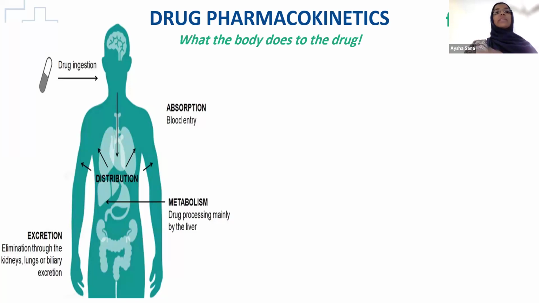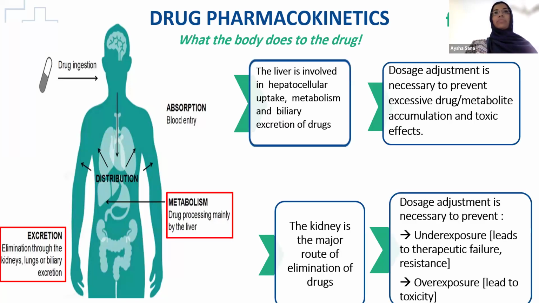So in pharmacokinetics, there is absorption, distribution, metabolism, and elimination. So why is pharmacokinetics important in hepatic or renal impairment? As you all know, the liver is involved in hepatocellular uptake of drugs, metabolism, and biliary excretion of drugs. Dosage adjustment is necessary to prevent excessive drug or metabolite accumulation and toxic effects. On the other hand, the kidney is the major route of elimination of the drug. So dosage adjustment is necessary to prevent underexposure of medicines, which can lead to therapeutic failure, or overexposure of the drugs, which can lead to toxicity. So these are the reasons why we have to consider pharmacokinetics and pharmacodynamics in the patient.